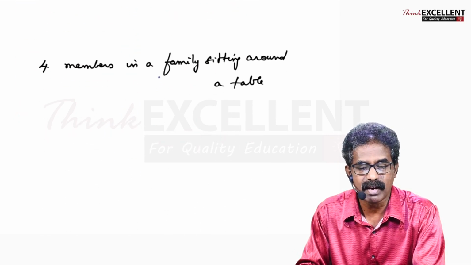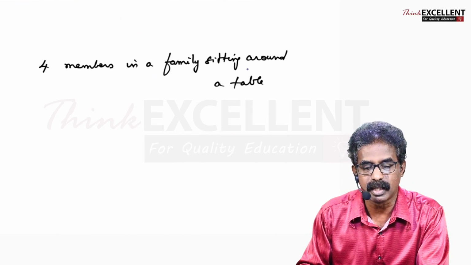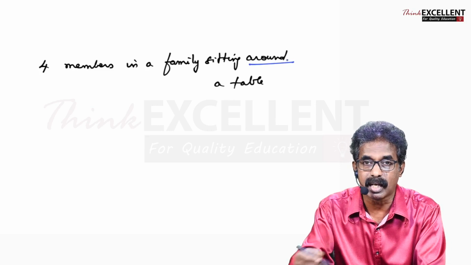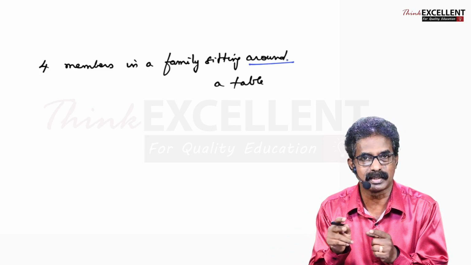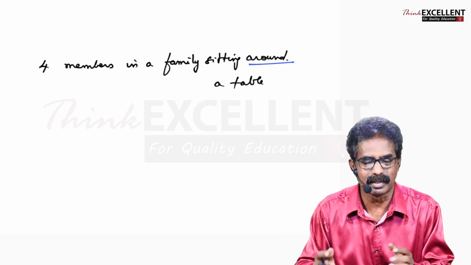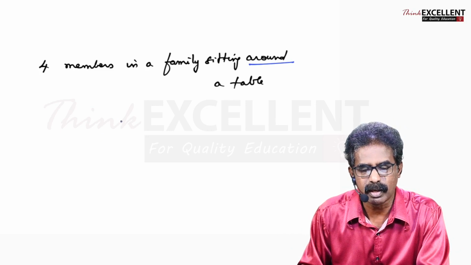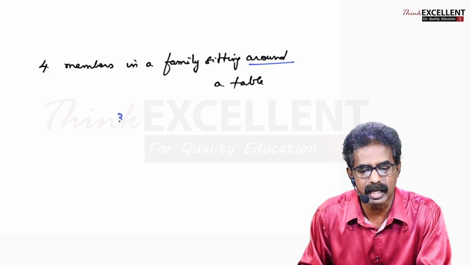Four members in a family sitting around a table. In a family, there are four people. They are sitting around a table for dinner. So it is a circle, right? In a circle, two formulae are given. One is for objects that are exactly alike. But here, four members of a family won't look alike, right? So here, circular permutation, (n minus 1) factorial. Here, 4 minus 1. So the answer is what?